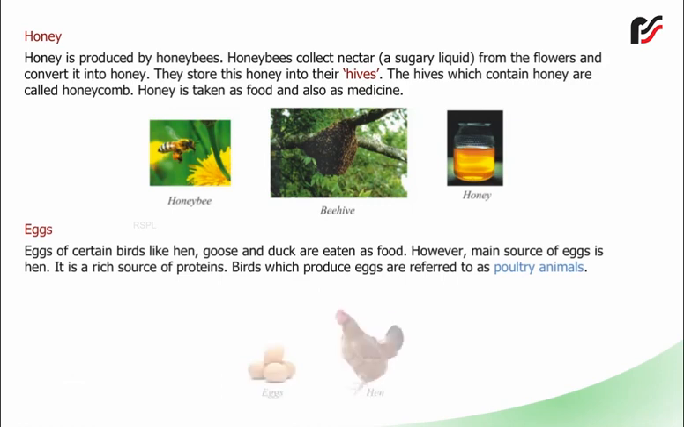Eggs. Eggs of certain birds like hen, goose, and duck are eaten as food. However, main source of eggs is hen. It is a rich source of protein. Birds which produce eggs are referred to as poultry animals.